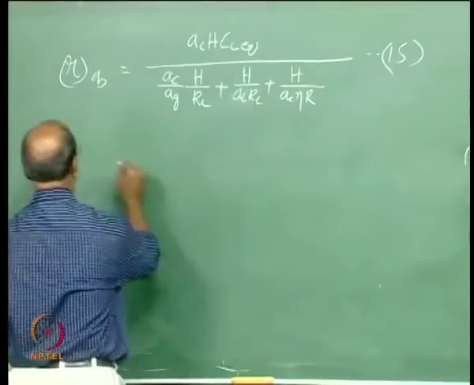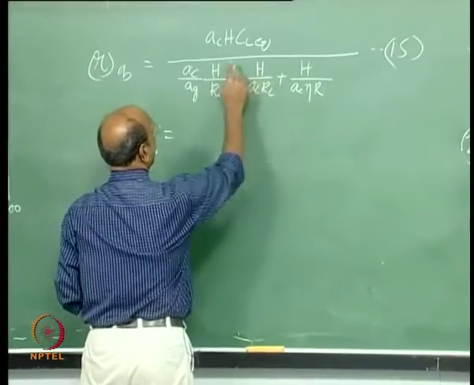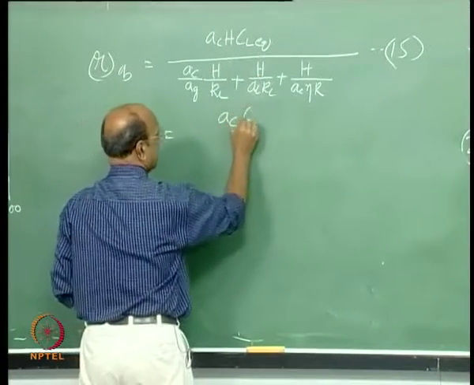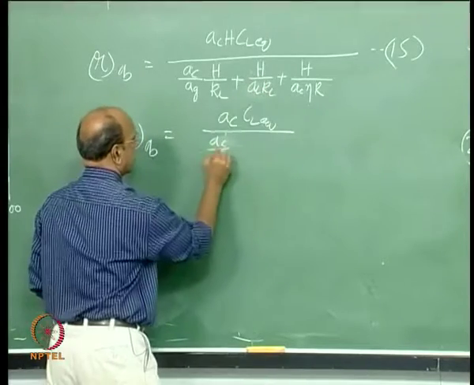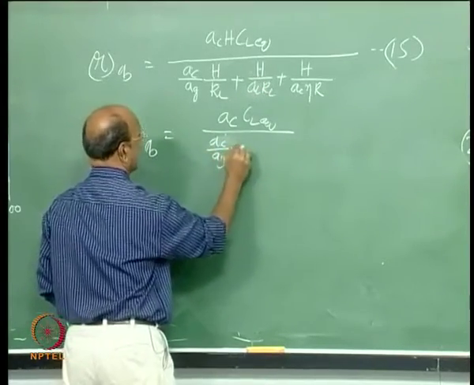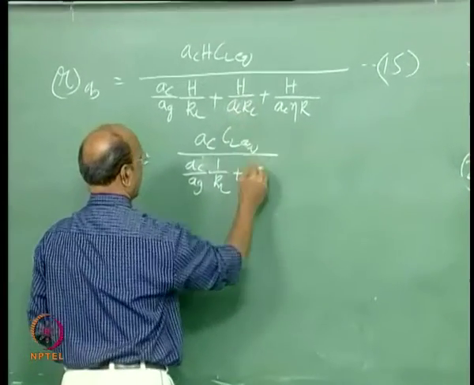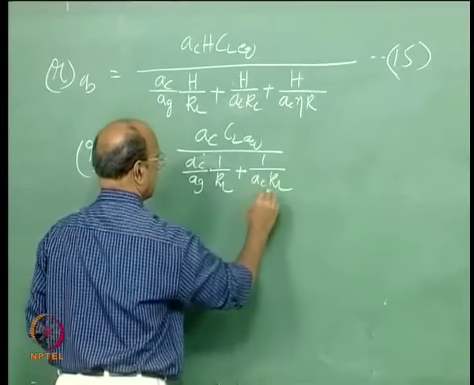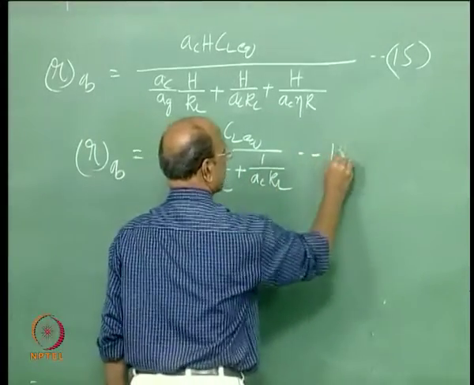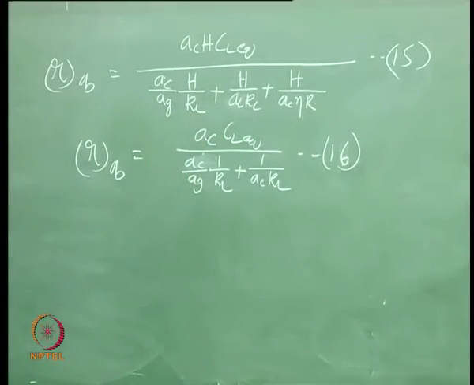So, finally, what you have all the time in the design, H also will get cancelled, AC KL equilibrium divided by AC by AG, 1 by KL plus H will go, AC KL. That is the equation. This is the most practical equation; most of the time people can use that.